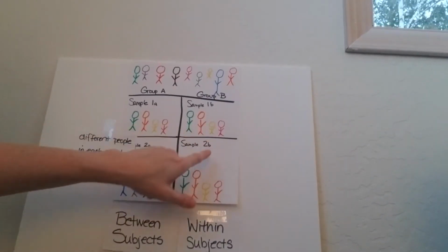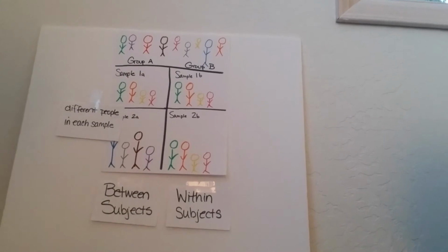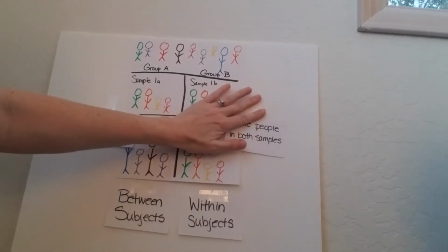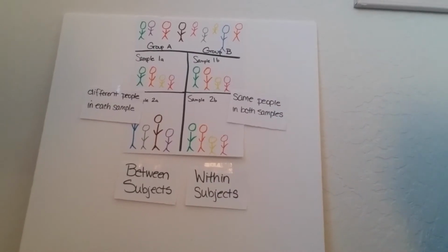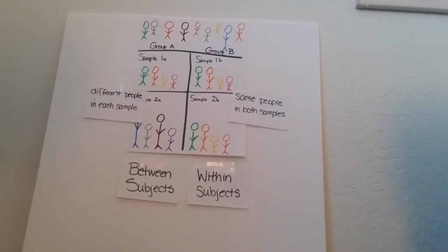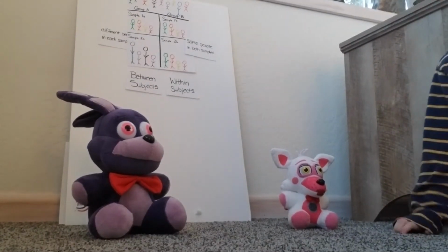All right, how about between this group and this group? Are they the same people or different people? They're the same people. They are the same people in both samples, and so we call that within subjects. So take a quick picture of that, write some of that down. Now we're going to show you with our two friends.